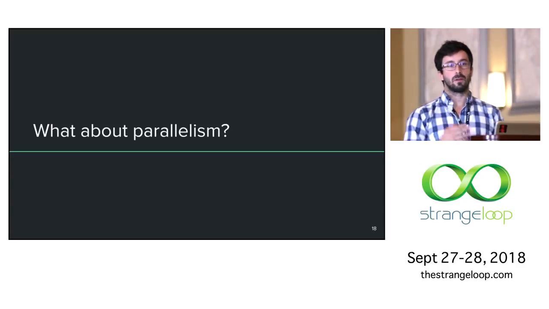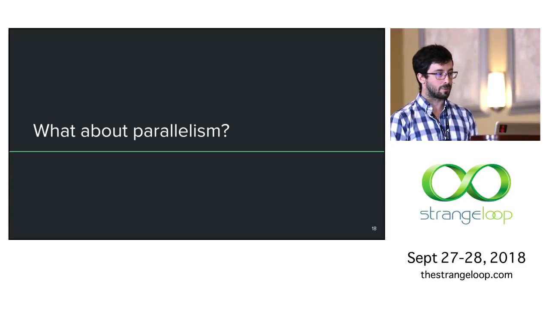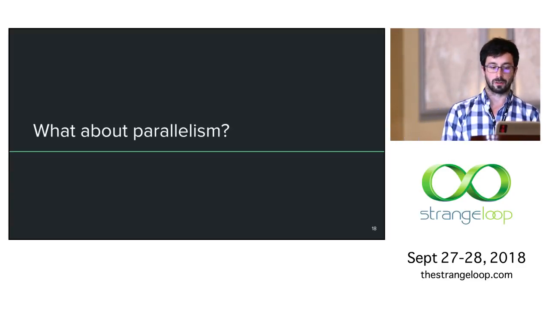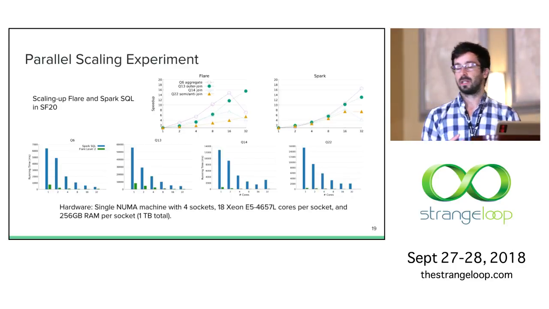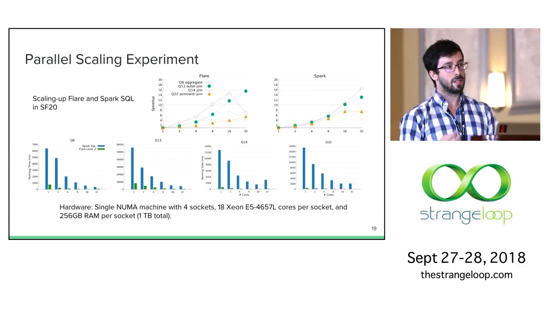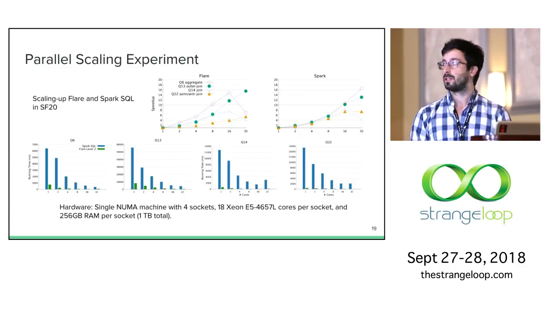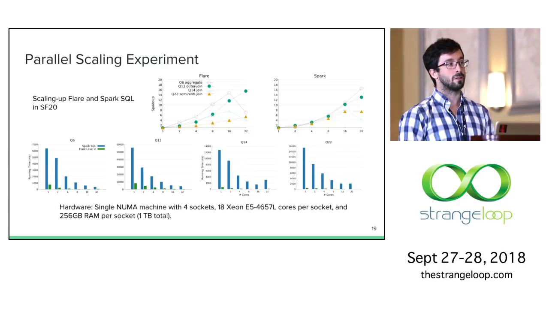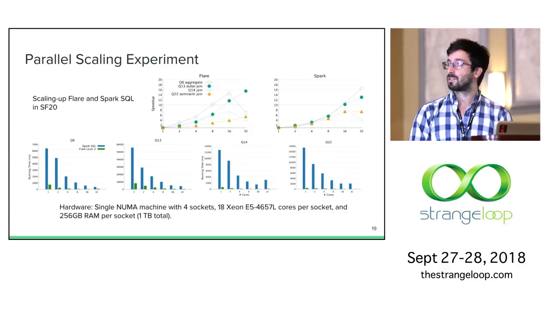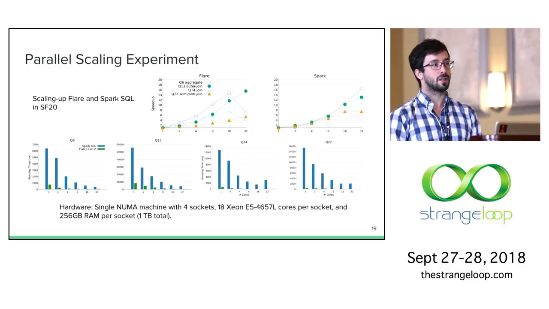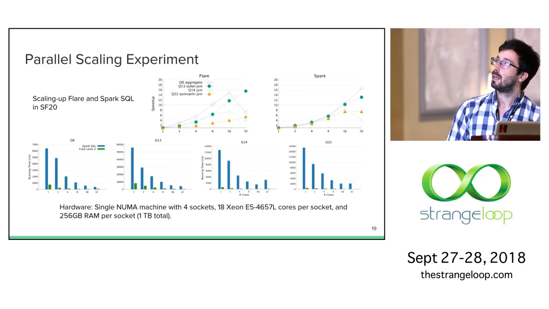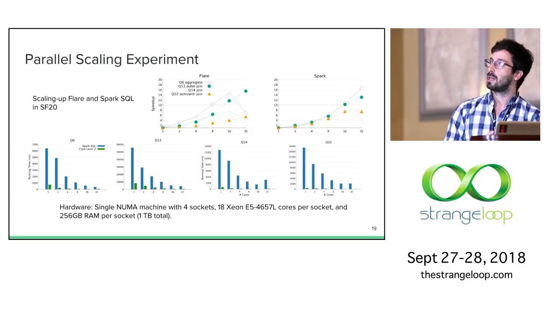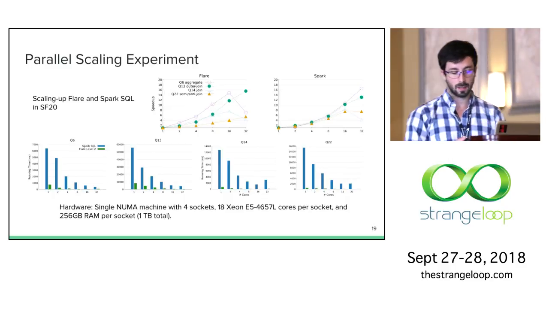Now we have seen one thread, but we know that we have many cores on a machine, so let's try to use our machine to its full potential. First, the hardware we are using: we did our experiment on a NUMA machine which has four sockets. Each socket has 256 gigabytes of memory and 18 cores. In total, we have a terabyte of memory and 96 cores, 96 threads. Here we do a comparison between Flare and Spark on 1, 2, 4, 8, 16, and 32 threads, and we plot it.